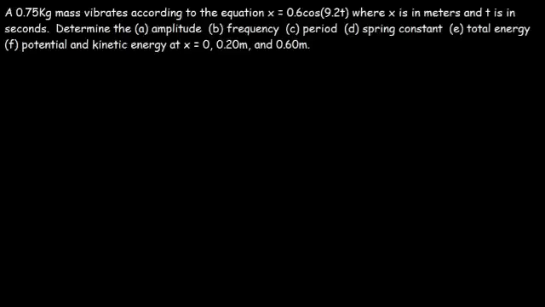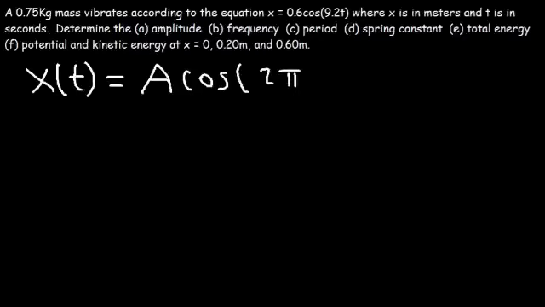A 0.75 kilogram mass vibrates according to the equation x is equal to 0.6 cosine 9.2 t. x is in meters, t is in seconds. So what is the amplitude? Now we have the position function with respect to time, and we know the equation is a times cosine 2 pi ft. So the amplitude is simply the number in front of cosine. Therefore, the amplitude is 0.6. That's the maximum displacement of the 0.75 kilogram mass.